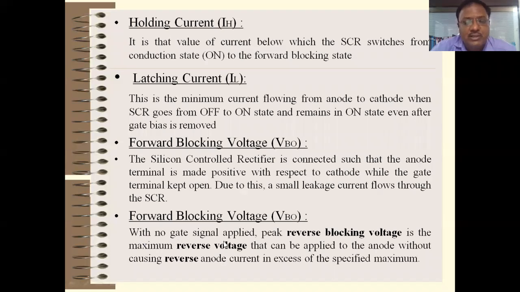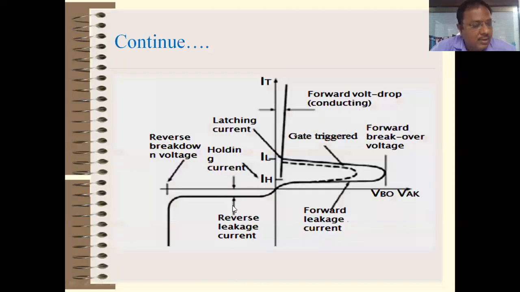With no gate signal applied, peak reverse blocking voltage is the maximum reverse voltage that can be applied to the anode without causing reverse anode current in excess of the specified maximum current. I'll show you this again on the PPT.